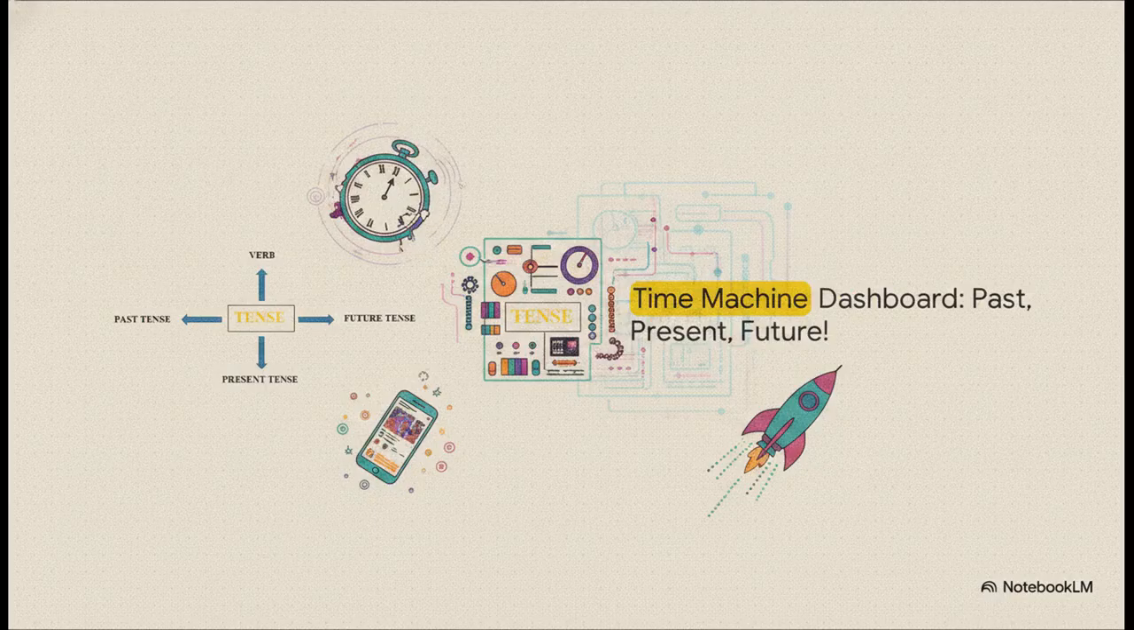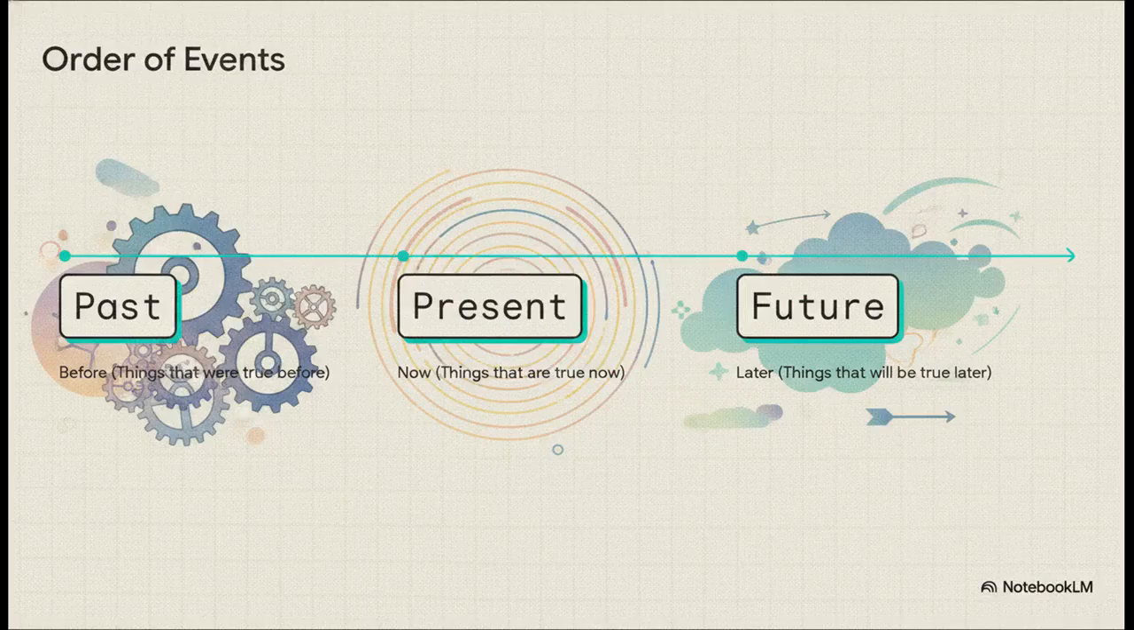Imagine your time machine dashboard. From our central tense control, we have three main directions we can travel today. We've got the present tense for things happening right now, the past tense for things that are already completely finished, and the future tense for things that haven't even happened yet. You know, to tell a truly great story, you have to keep your events in the perfect order. Just picture a simple timeline in your head. The past is before, the present is right now, and the future is later.